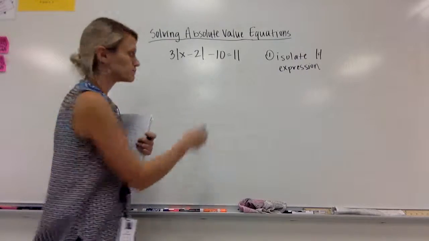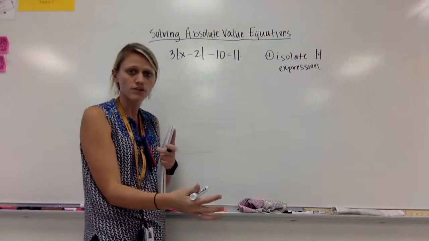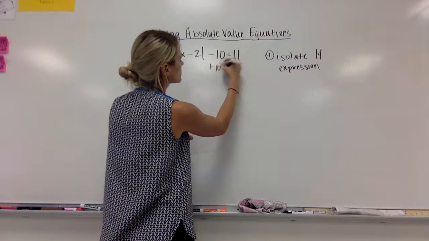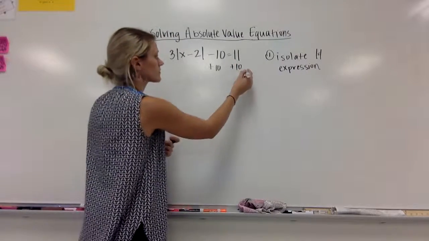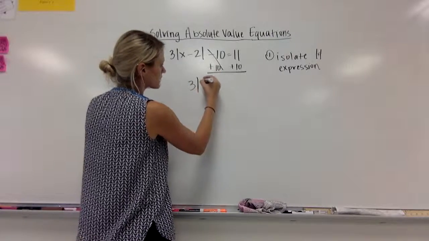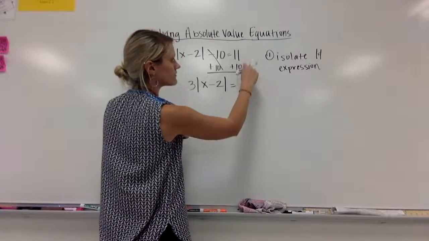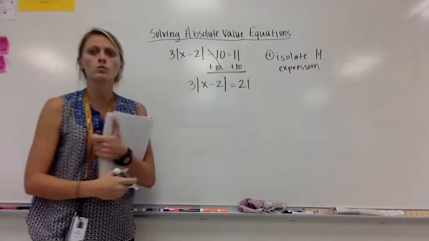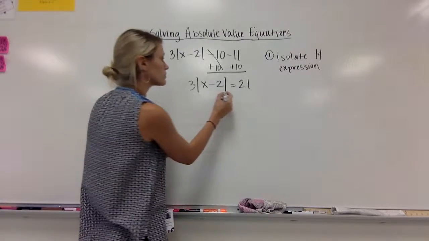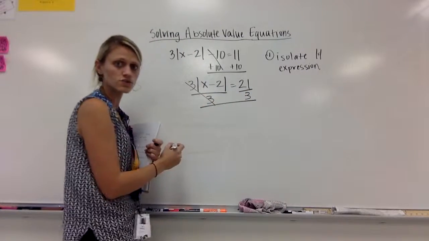That's our first step. So the first thing I'm going to do is move this 10 over, very similar to when you're solving other equations. Okay, so we'll move this 10 over. It's being subtracted, so obviously we will add it. So now I'm going to be left with 3 absolute value of x minus 2 equals 11 plus 10 is 21. Again, I want this absolute value expression alone, so I'm going to divide by this 3. So divide by 3, divide by 3, those will cancel.